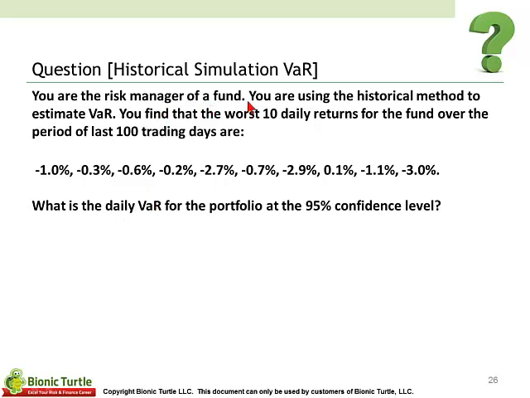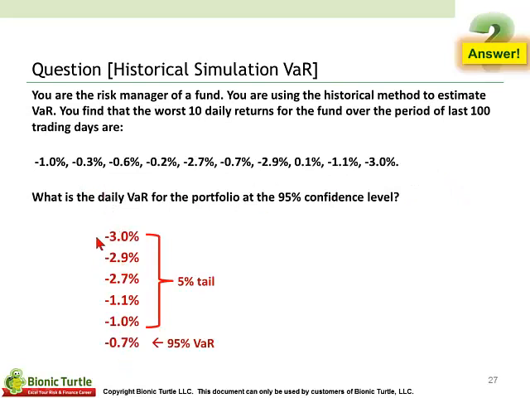You are the risk manager of a fund. You're using the historical method to estimate VAR. You find that the worst 10 daily returns for the fund over the period of the last 100 trading days are, and then the list of the 10 worst daily returns. So for example, it looks like the worst day was a 3% loss. So there's an actual question, what is the daily VAR for the portfolio at the 95% confidence level? Go ahead, hit pause.